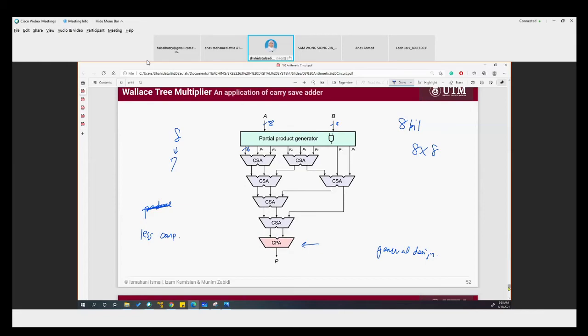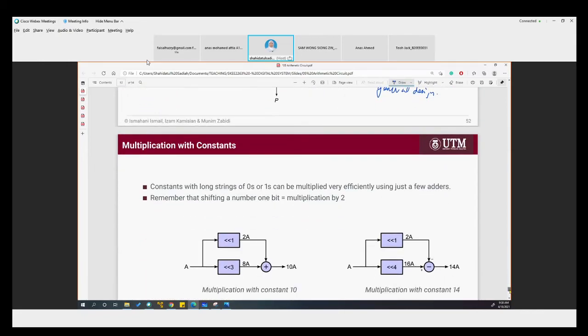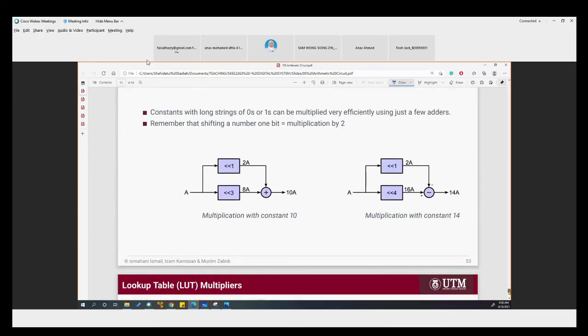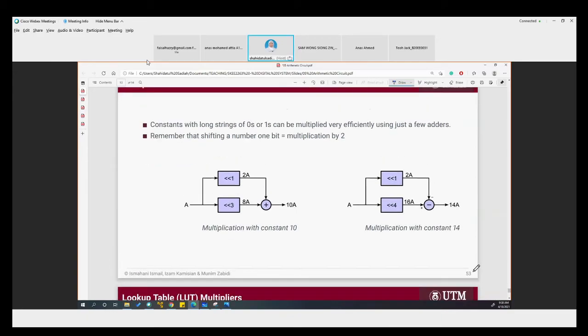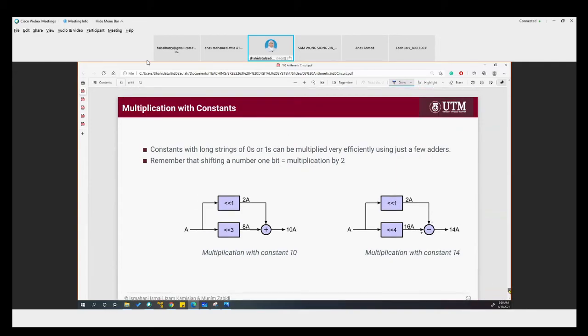Let's move on to the multiplication. You saw this in the previous test that I showed you this morning. So you need to understand how to do multiplication with a constant. Sometimes we want to multiply a number with a constant. Like this example, we want to multiply a binary number A with constant 10. So we want to multiply 10A.